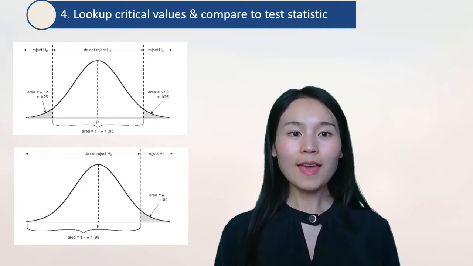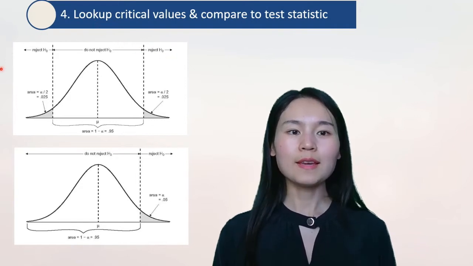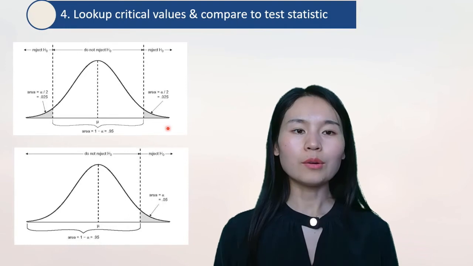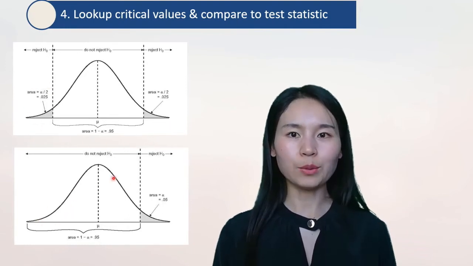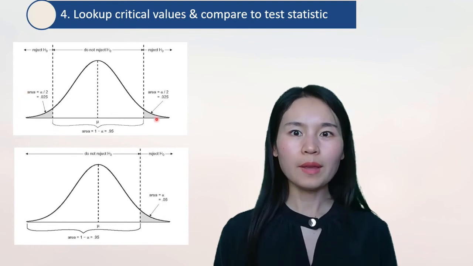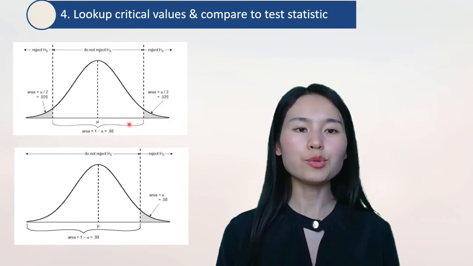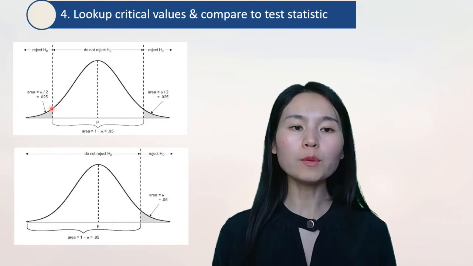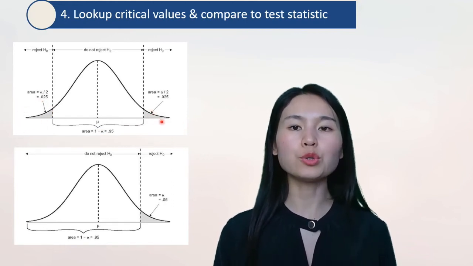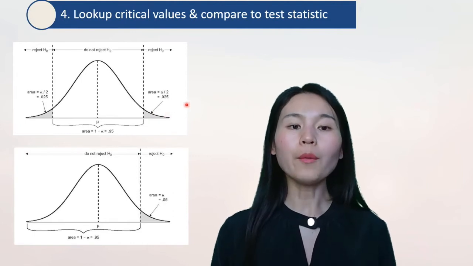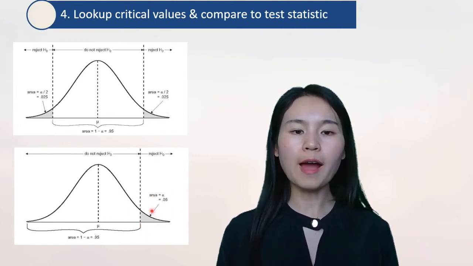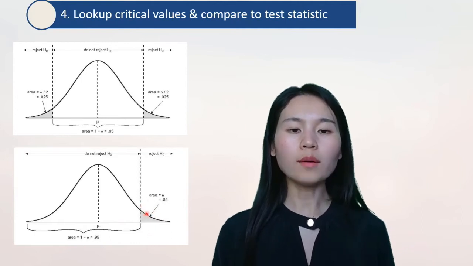And again, there are two types. There can be two-directional or one-directional. Two tails means that we need to distribute this alpha on both tails, so each tail will take 0.025. While if it is one-directional, then this 0.05 is in one tail only.